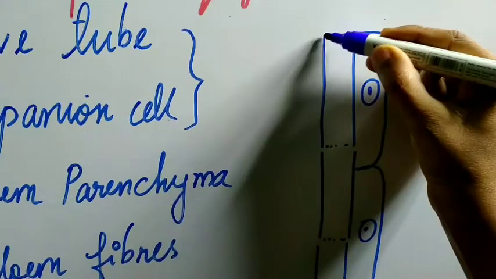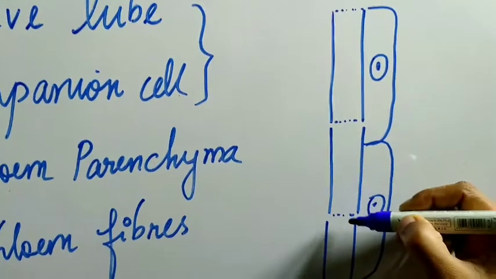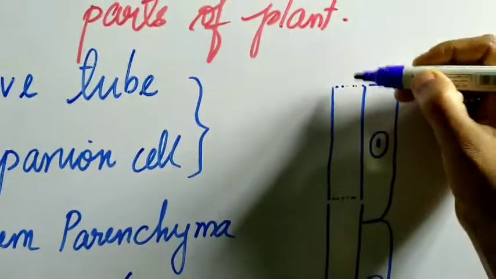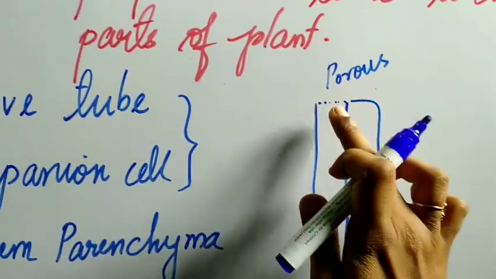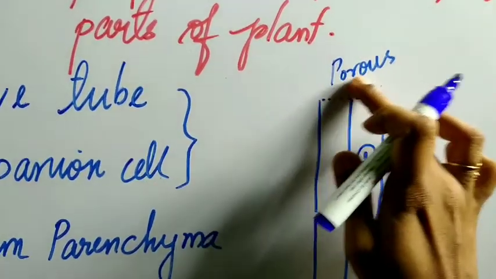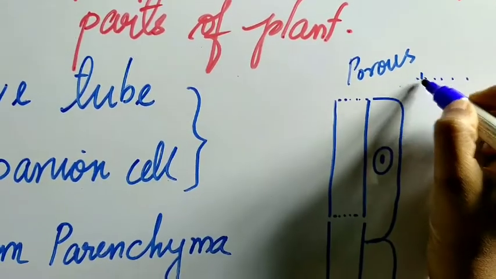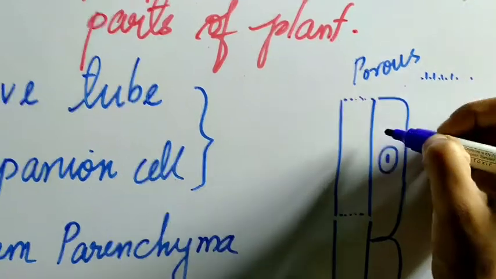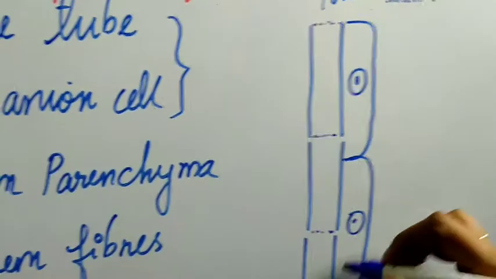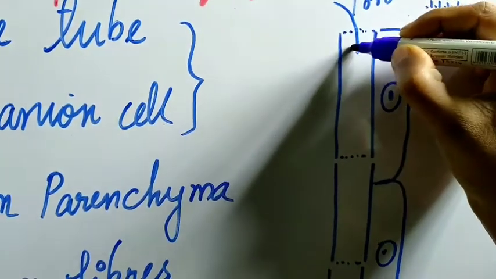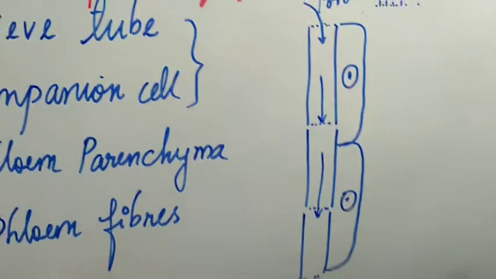Now at the corners, at the ends, you can see I have drawn dotted lines. These dotted lines represent the porous nature of the end walls. What does porous mean? The walls have small pores, or openings are there. Small openings. Now what do you think is the importance of these openings? The food which is coming can easily pass through them. See, through the pores the food can easily pass.